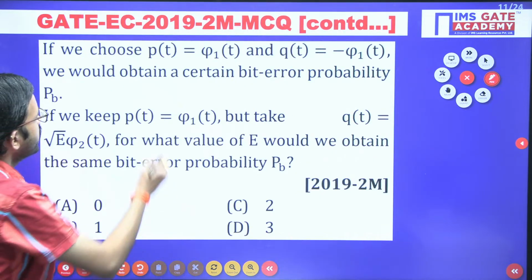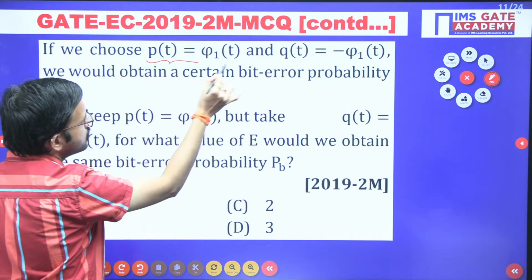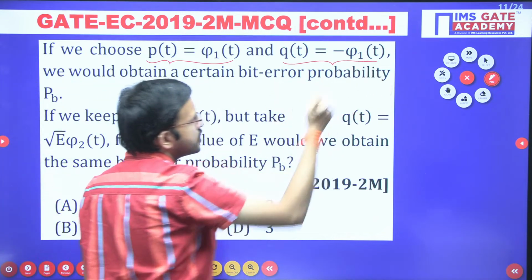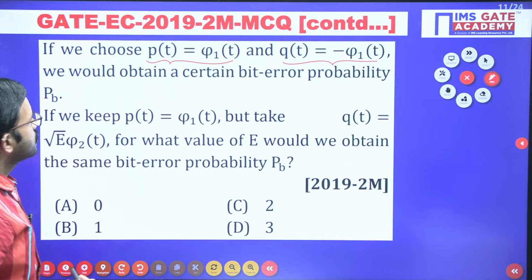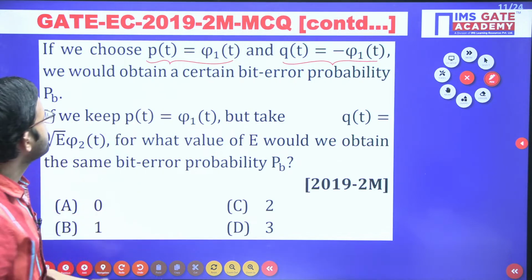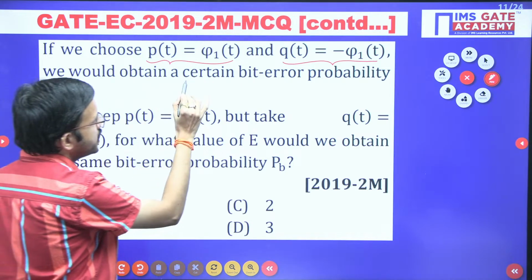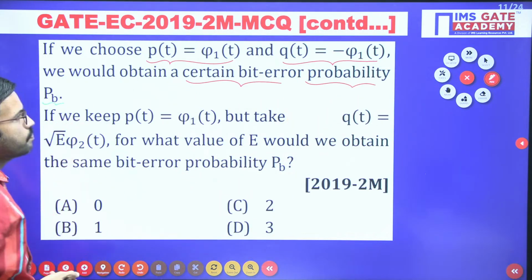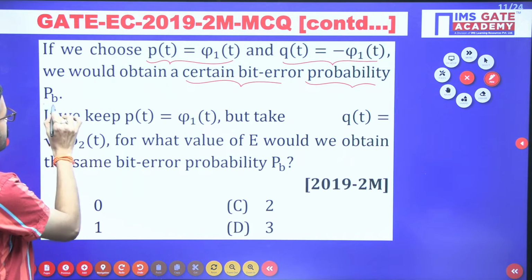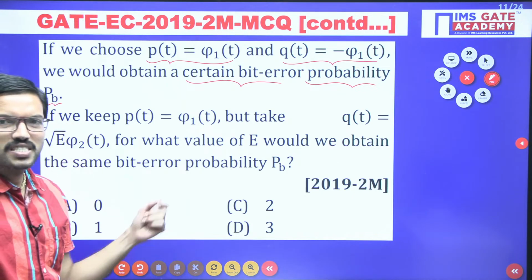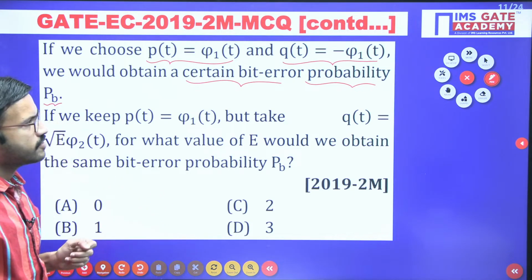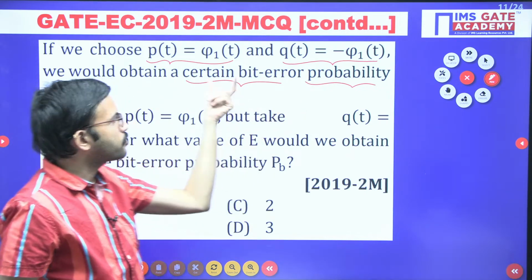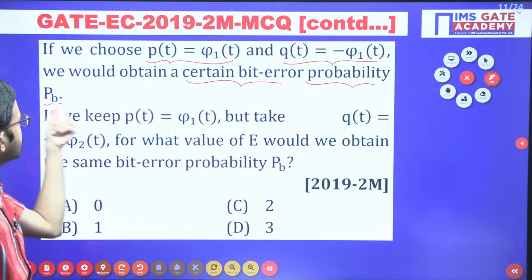Now, they have mentioned P of t as phi 1 of t and Q of t as minus phi 1 of t. That is case 1. We would obtain a certain bit error probability. They have mentioned it as P suffix B. In general, we will represent bit error probability as P suffix E, but in this question they have mentioned P suffix B. So when you have considered P of t, Q of t like this, the probability of error which you are getting is nothing but P_B.